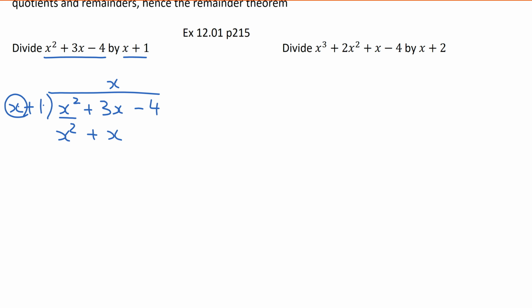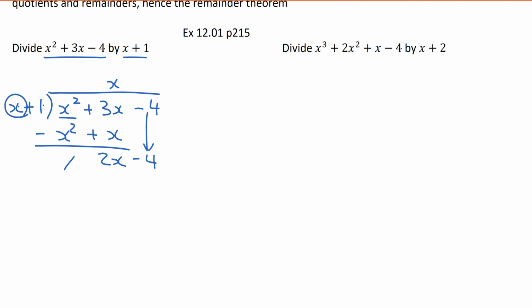Okay. Now before, when we were doing division, what we did is we subtracted these terms. X squared minus x squared is 0. 3x minus x is 2x. Now, did I do anything else? Bring down the negative 4.